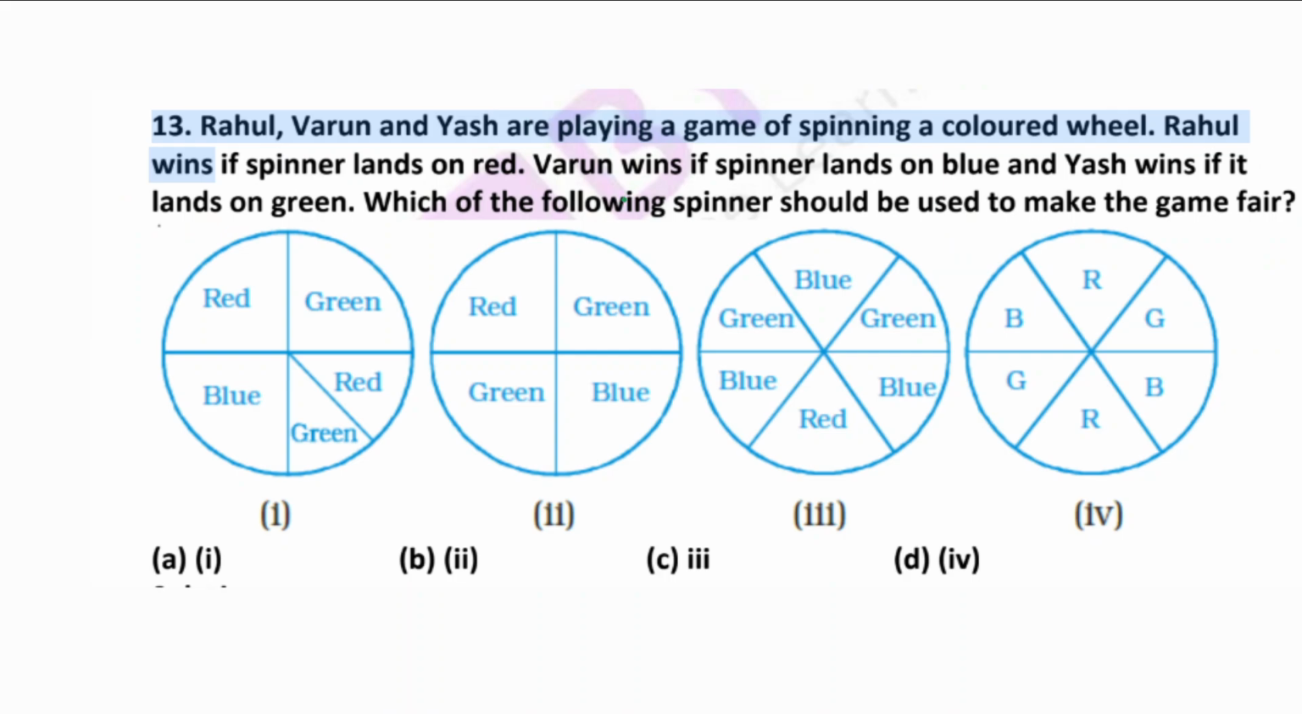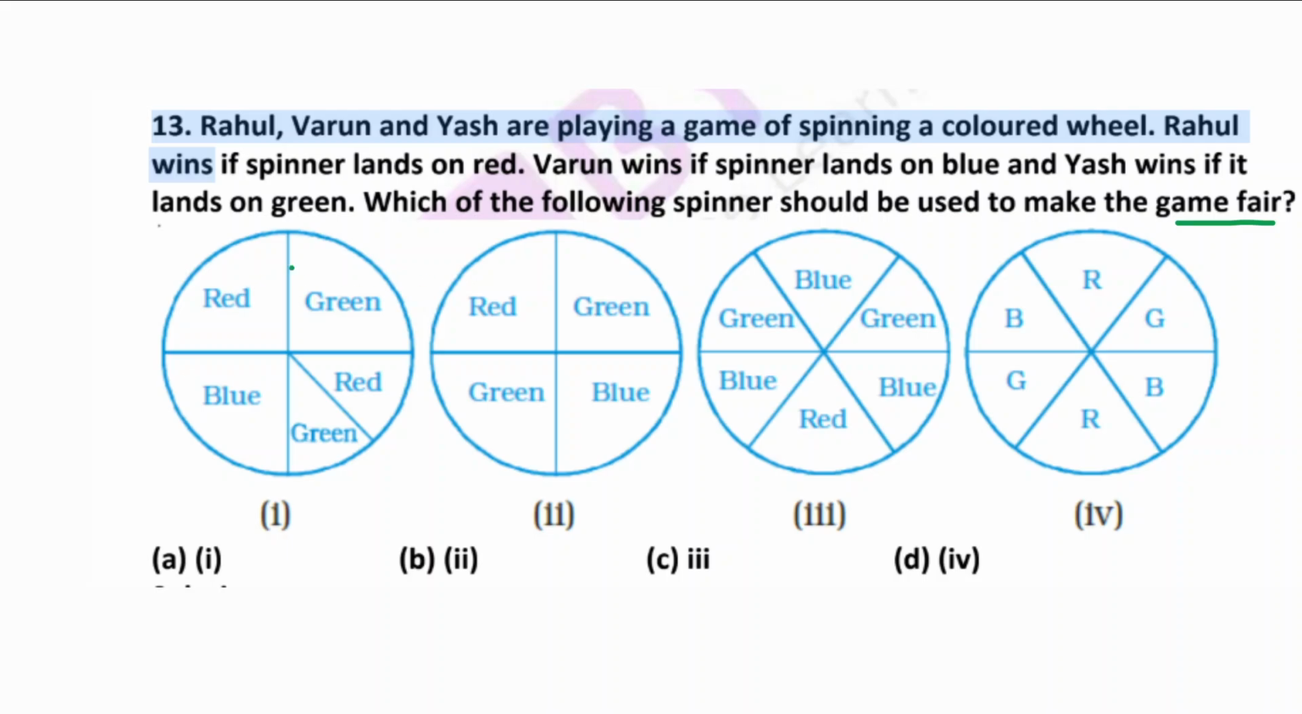Resume. Okay, read this question and solve the problem in your notebook. Pause. Resume. Okay, let us solve this problem now. Rahul, Varun and Yash are playing a game of spinning a colored wheel. Rahul wins if the spinner lands on red. Varun wins if the spinner lands on blue. And Yash wins if it lands on a different color. Which of the following spinners should be used to make the game fair? The game should be fair, so everyone should have equal chances.